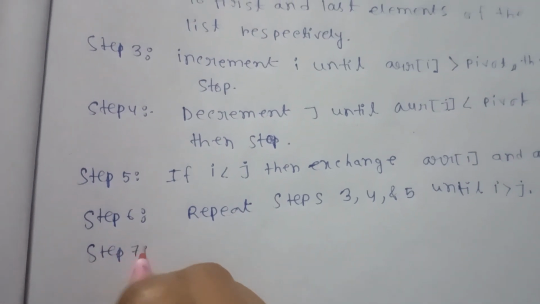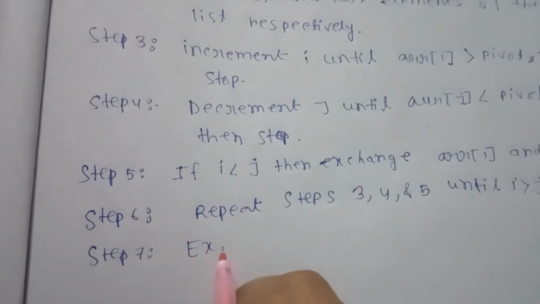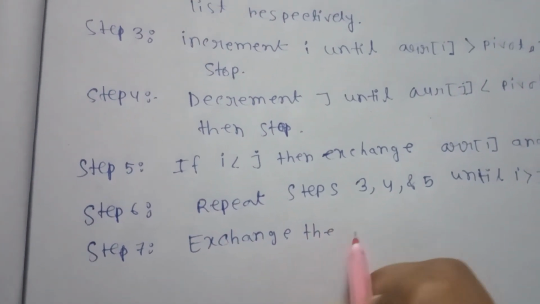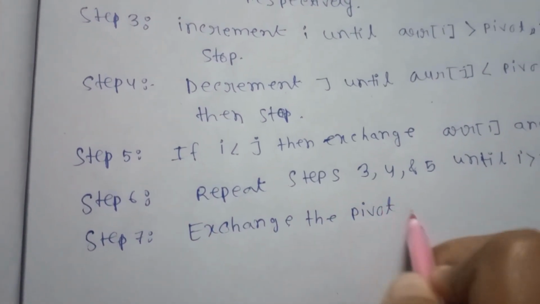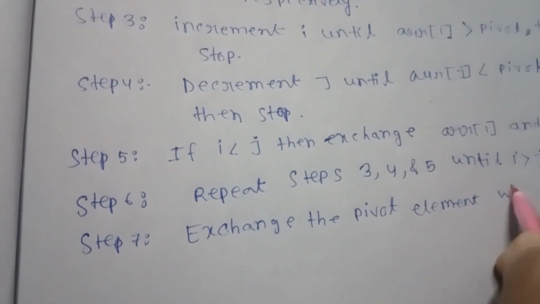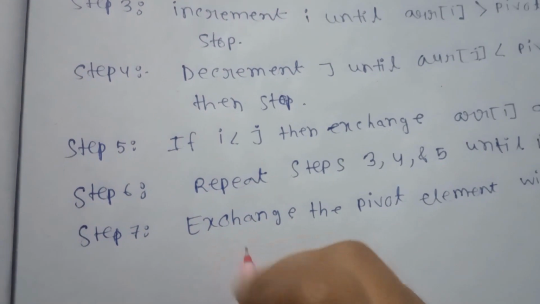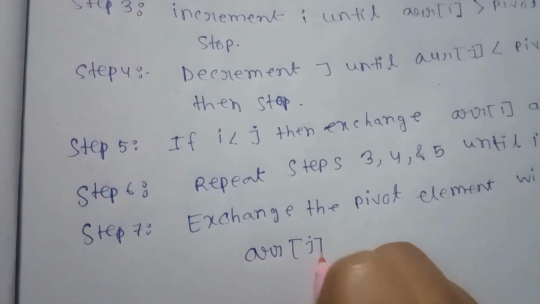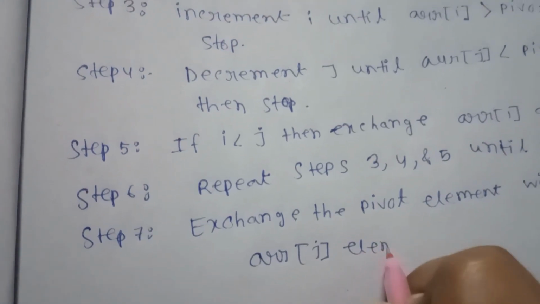Step 7. Exchange the pivot element with array of j element.